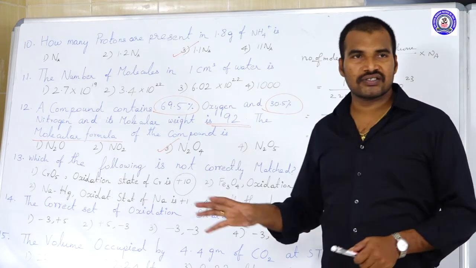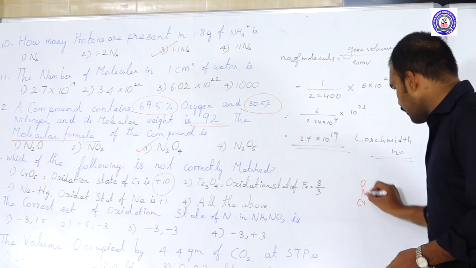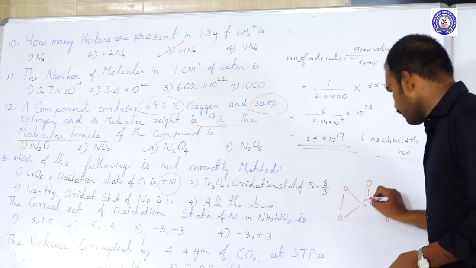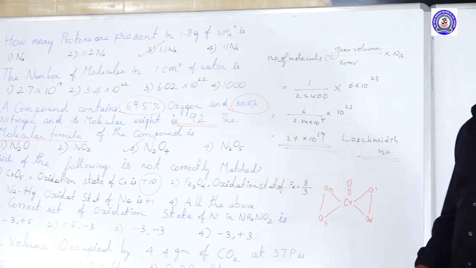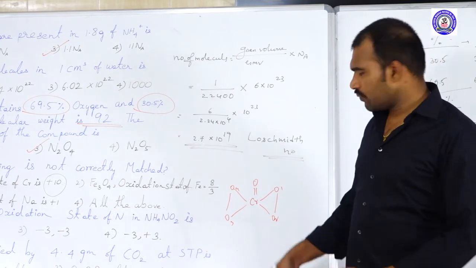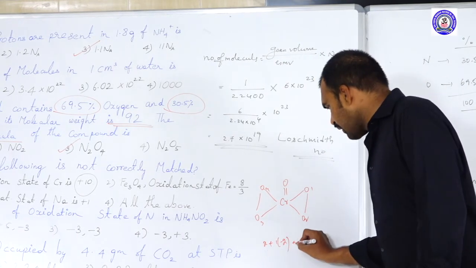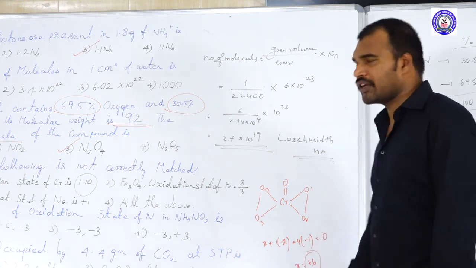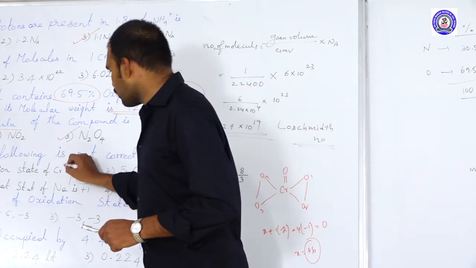Out of 5 oxygens, 4 oxygens are in peroxy linkage. Suppose you take the chromium, with a double bond to O, like this structure. So total O1, O2, O3, O4: 4 oxygens are in peroxy linkage. The remaining oxygen is only in oxide form. So X plus 1 into minus 2, because this is an oxide form, and the remaining 4 are in minus 1 oxidation state. So the oxidation state of chromium in chromium pentoxide is plus 6, not plus 10. So the first option was wrong.